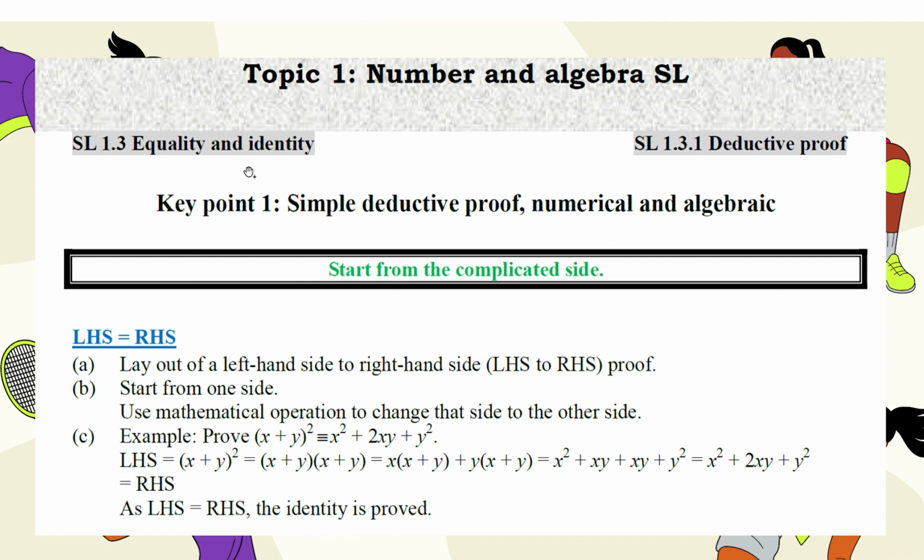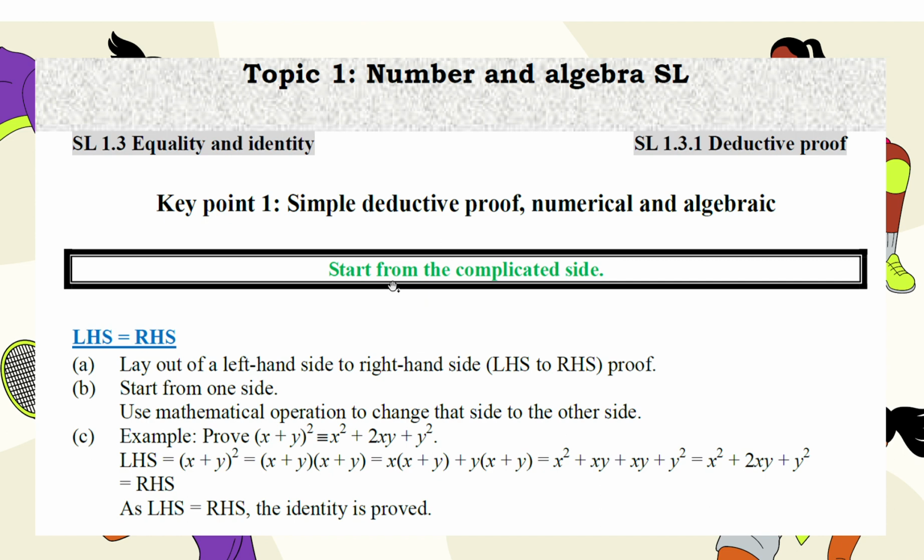Now we are on 1.3, and people want you to be able to do something big. The name is big, deductive proof, numerical or algebraic, but it's very easy actually. You did it already, but we have big names in IBDP Math AA. Now we call it deductive proof.